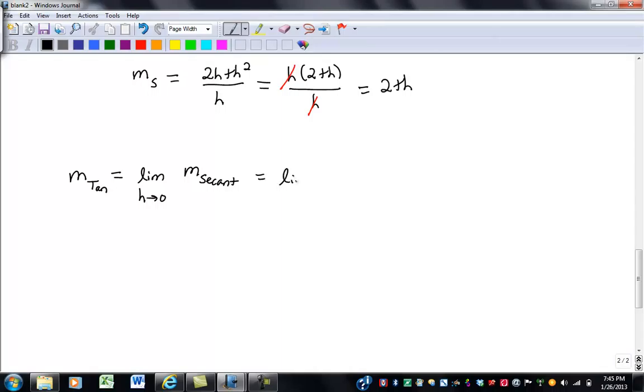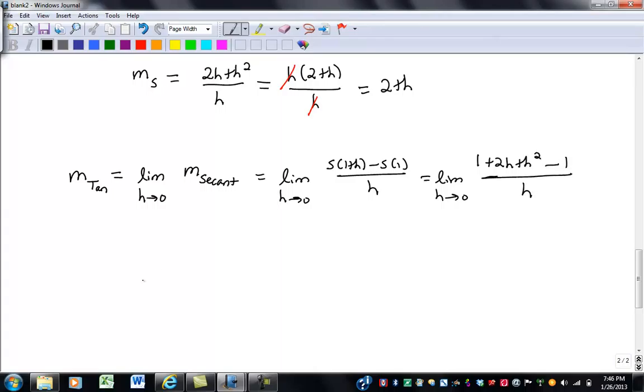And the slope of the secant line, when we started off, was s of 1 plus h minus s of 1 over h. And I couldn't put in 0 for h because there's an h on the bottom. But let me just write it out again, in case you've forgotten what it looks like. 1 plus 2h plus h squared minus 1 over h. Can't plug in 0 for h. But if I simplify it, I can do that.